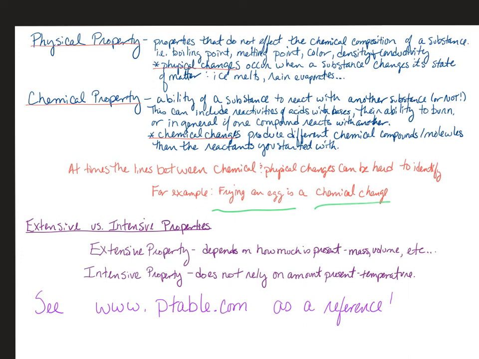And finally, let's talk about extensive versus intensive properties. Extensive properties depend on how much you have. So this is things like volume and mass of something. Versus an intensive property is something that does not really rely on the amount of something that's present. So temperature does not rely on how much something is present.